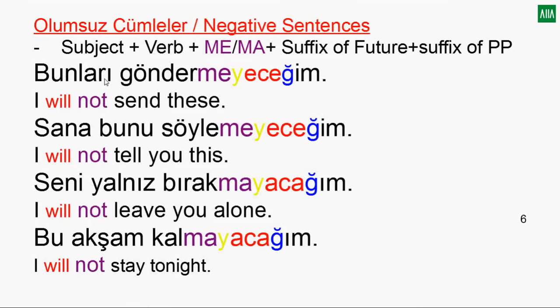Look, bunları göndermeyeceğim. Look, gönderme, where me is the negative word, as you see here, then the connecting letter y, and ecek, which means I. That's why I turn the k here into the soft g, as I told you before. So it's negative because of me. Göndermeyeceğim. Bunları göndermeyeceğim. As you see the English sentences here.